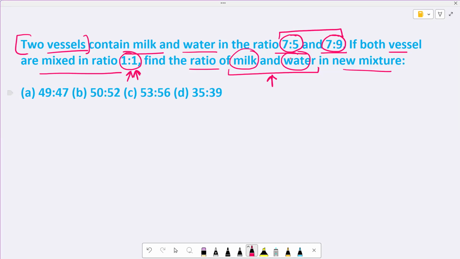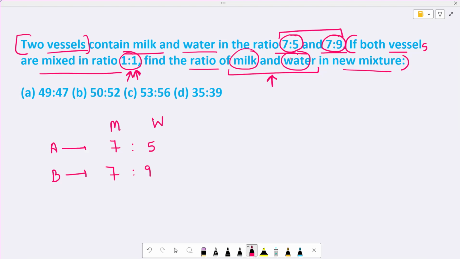In these type of questions, the way we write them is, here we'll write milk and here we'll write water. So this will be vessel A and this will be vessel B. Vessel A will have milk to water ratio 7 is to 5 and B will have 7 is to 9 ratio of milk to water. Now they are saying if both vessels are mixed in the ratio 1 is to 1, find the ratio of milk and water in the new mixture.